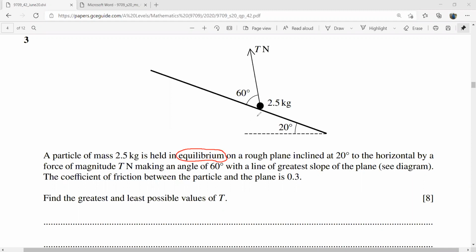Now there is a rough plane, so you need to underline this. The coefficient of friction is given, that is 0.3. It says find the greatest and the least possible values of t. So we shall assume that there are going to be two situations, one where this particle is about to move upward, so there is a limiting equilibrium here. And then the second case when it will be about to move downwards.